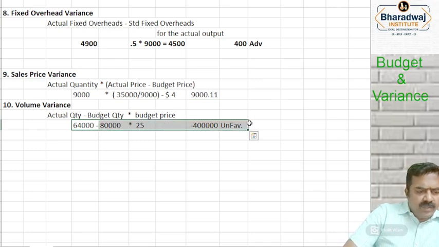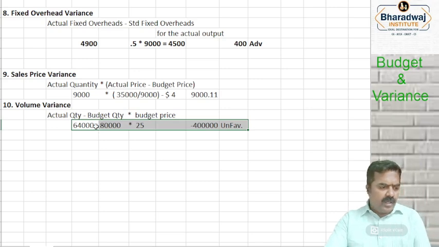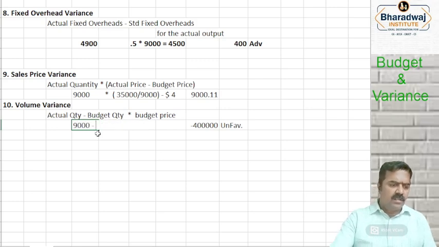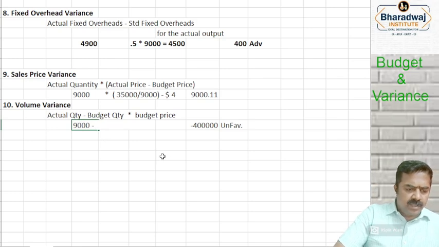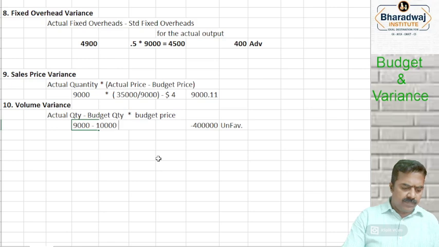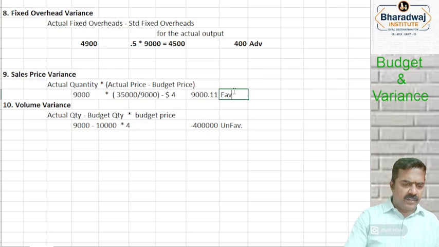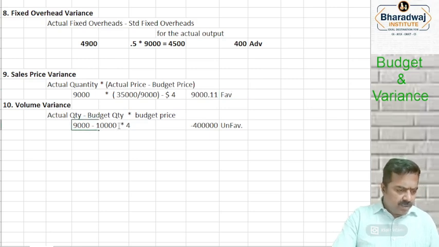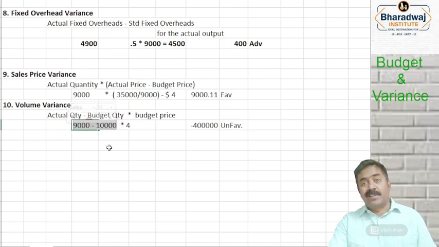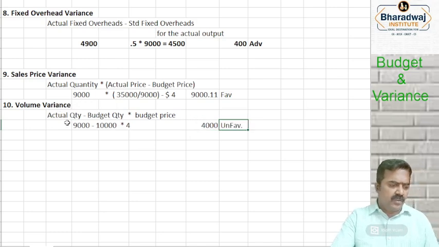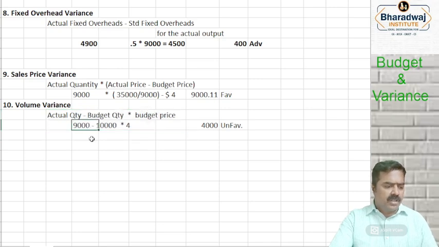Then volume variance, actual quantity minus budgeted quantity. Actual quantity is 9,000 minus budgeted quantity of 10,000, into budgeted price of 4. The first one is favorable. Here 9,000 we have sold, but the target is 10,000. Now 1,000 into 4, 4,000 unfavorable. We sold a lesser quantity than the budgeted quantity, so unfavorable.